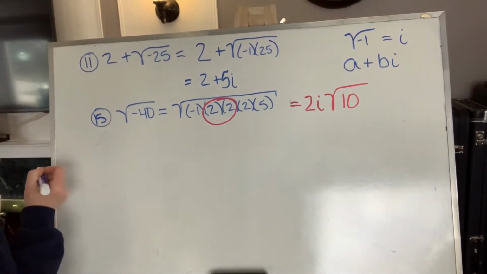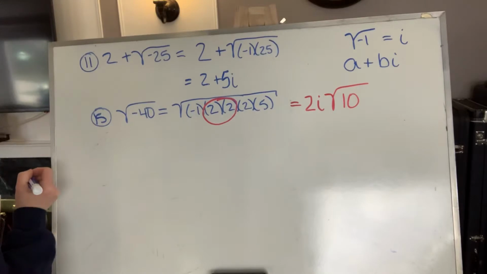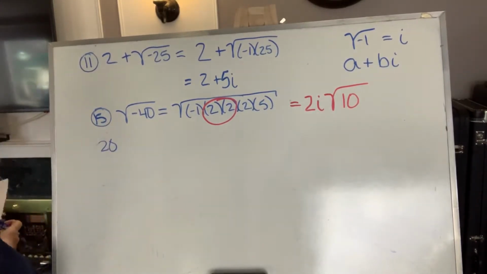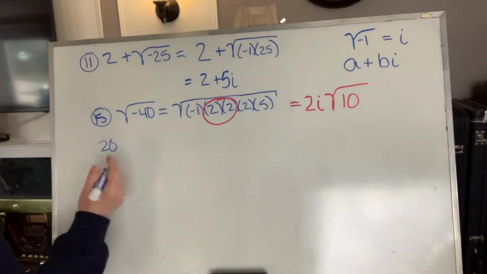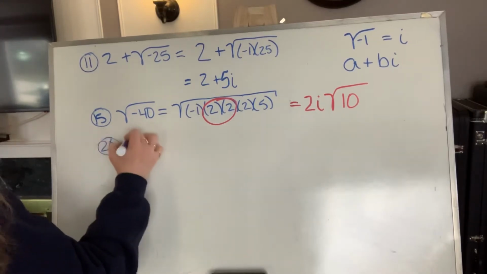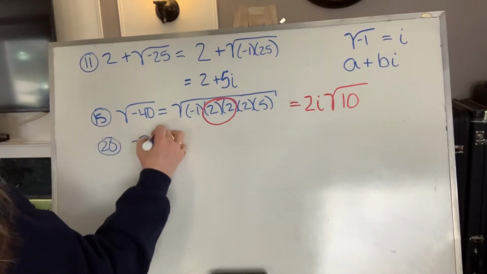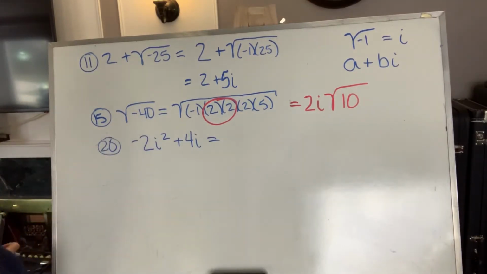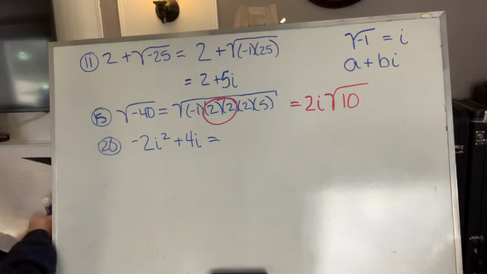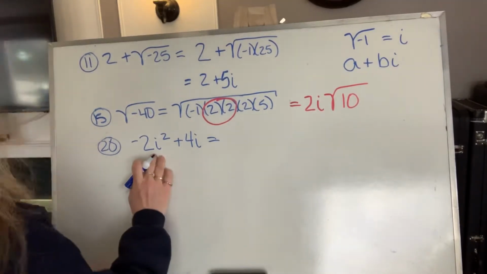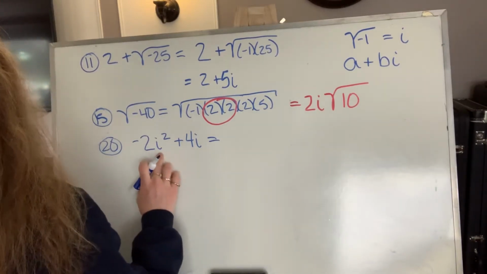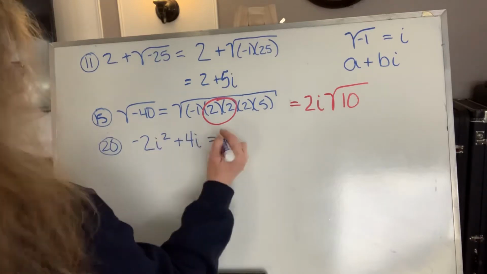Let's do another one. Let's try number 20. Let's see what we think about number 20. So number 20 says -2i squared plus 4i. So again, I need to factor that out. So how would I factor it out first? What do I see in common? Well, I see a 2 and I see an i.